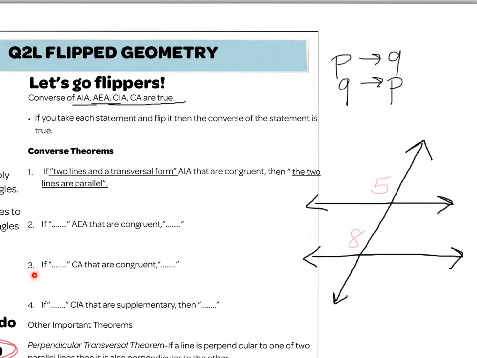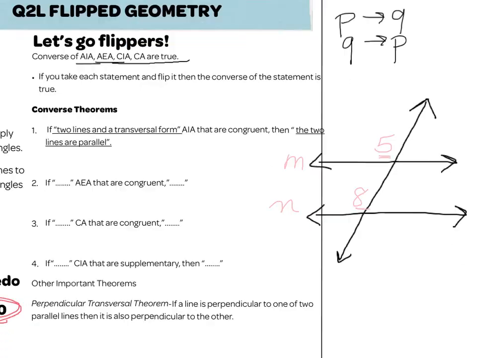Number 3 says if two lines and a transversal form corresponding angles that are congruent, so here we have angle 5 and angle 8, and they are congruent, then the two lines are parallel. So here M and N would be parallel because of these two corresponding angles that are congruent.